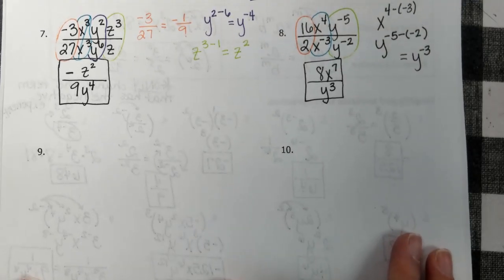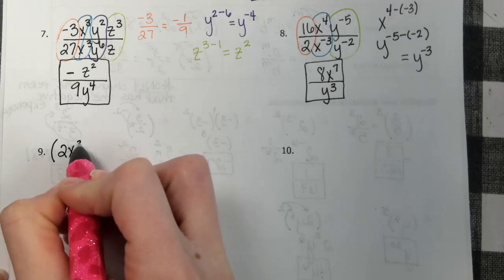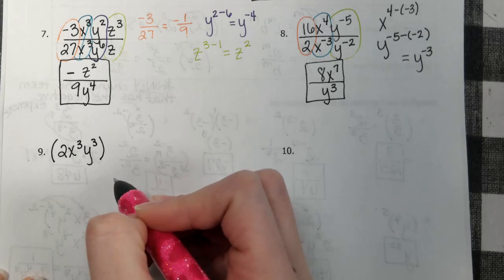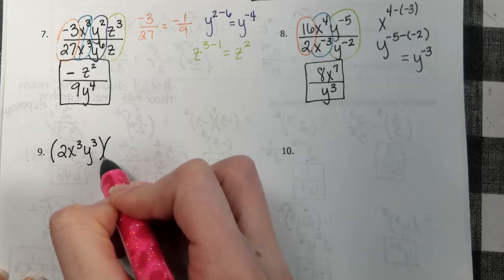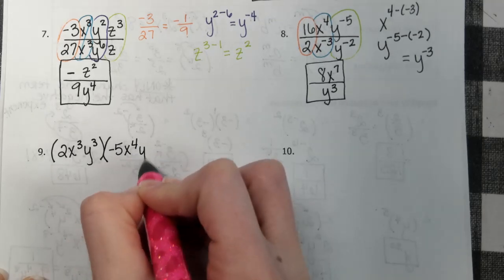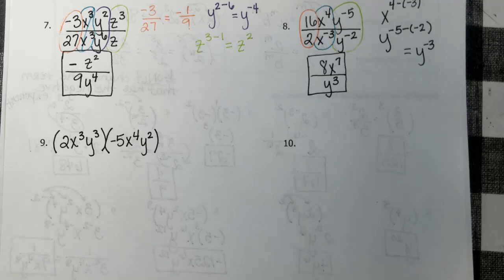Okay, example 9. I've got in parentheses 2x cubed y cubed, close parentheses. And then another set of parentheses, negative 5 x to the 4th y squared. I want you to talk with your partner and work that together.